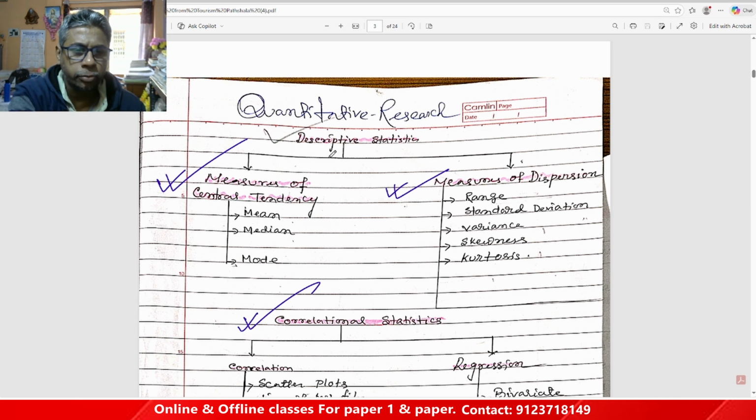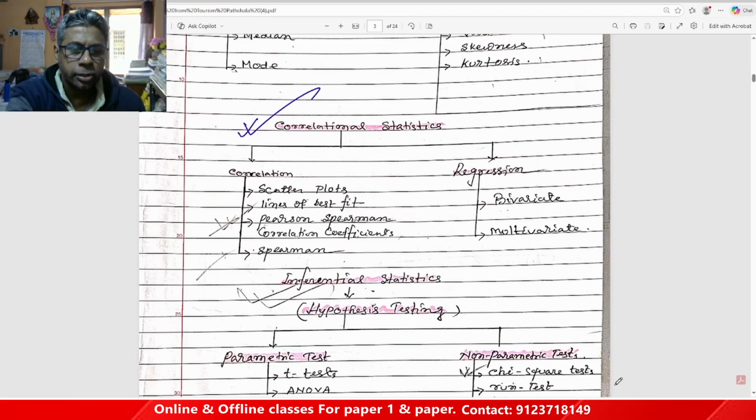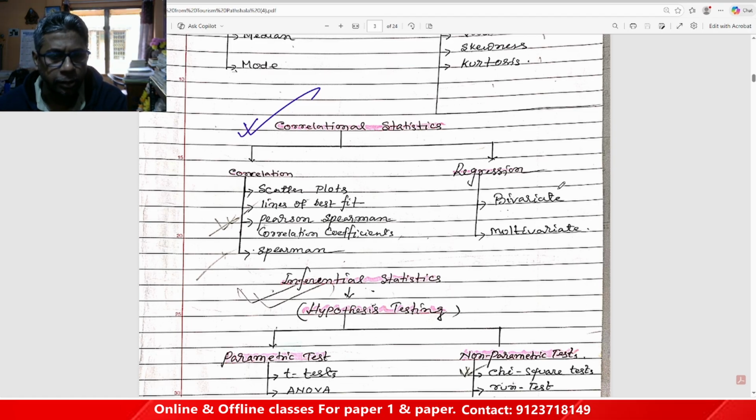I have told you there are measures of central tendency and measures of dispersion. The quantitative research is based on descriptive statistics. Measures of central tendency: mean, median, mode; and measures of dispersion: range, standard deviation, variance, skewness, and curves. Correlation statistics can be divided into correlation and regression.